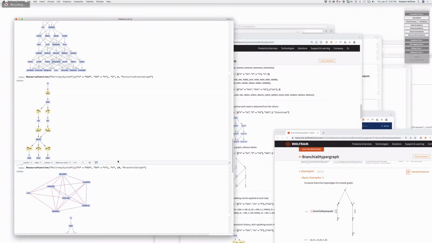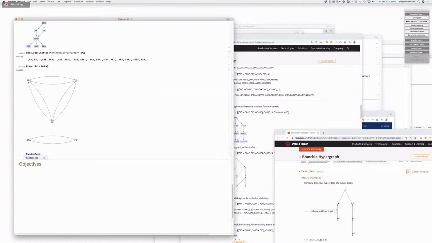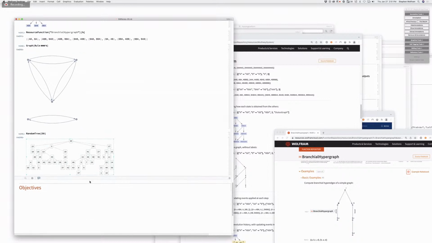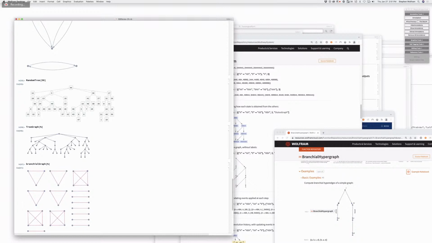Let's see, if we pick a random tree. So now presumably what we would do here is we would say tree graph of that. And now we would say branchial graph of this. Won't you just have some fragments? Yeah. Right, because each one of those fragments is a set of siblings. Oh, I see. This cluster there.